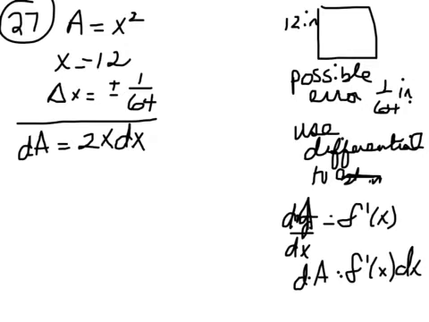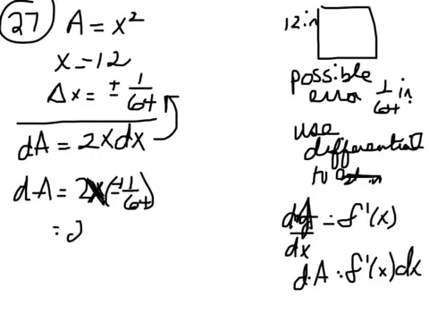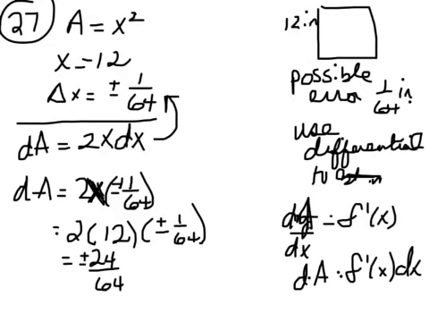Now, we know what our change in x is. This change in x will be our dx that we're going to plug in. So it would be 2x times plus or minus 1 over 64. But I know what my x is, don't I? It's 12. So it's 2 times 12, times plus or minus 1 over 64. This is basically 24 over 64, positive or negative. And we can reduce that: 8 goes into 24 3 times, and 8 goes into 64 8 times.